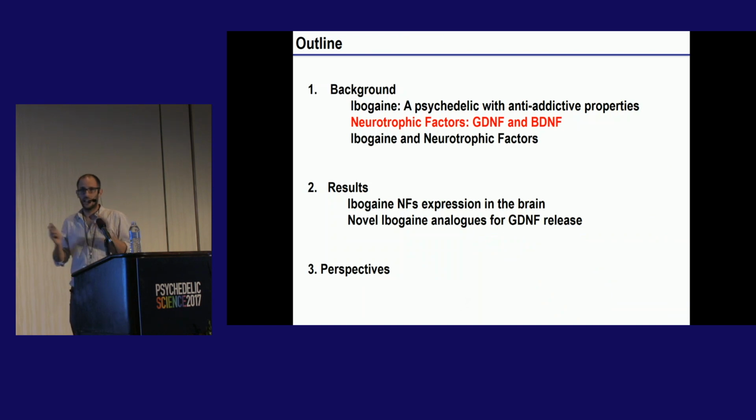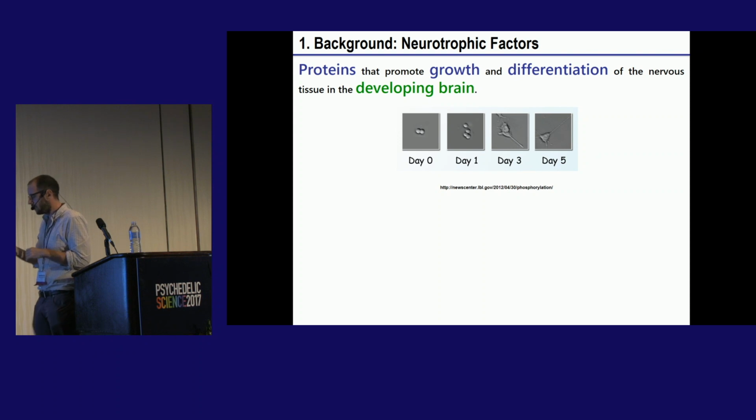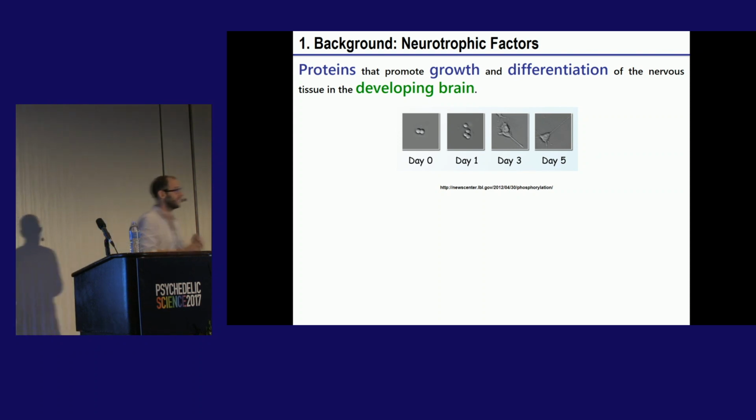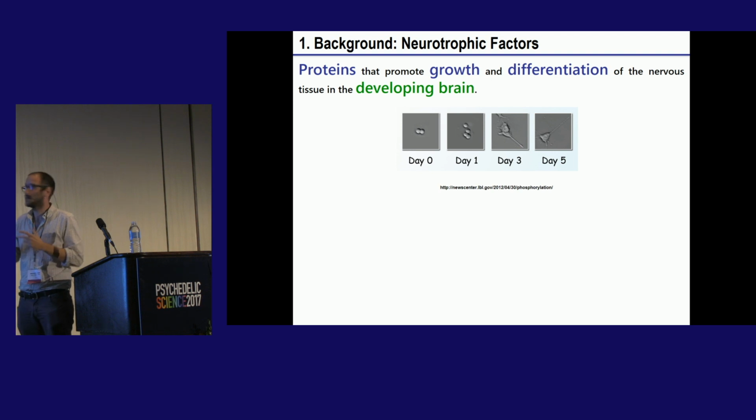So that is about ibogaine, but what is this thing about the neurotrophic factors? Neurotrophic factors are proteins that were first discovered in the development of the brain tissue. We know that the brain needs to grow and to differentiate. And neurons don't be born by themselves. They use this process called neurogenesis, where they get differentiated from a stem cell, an undifferentiated cell.